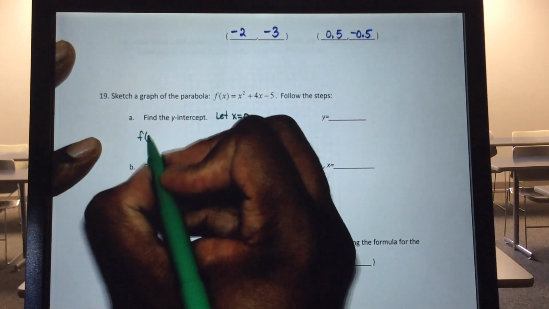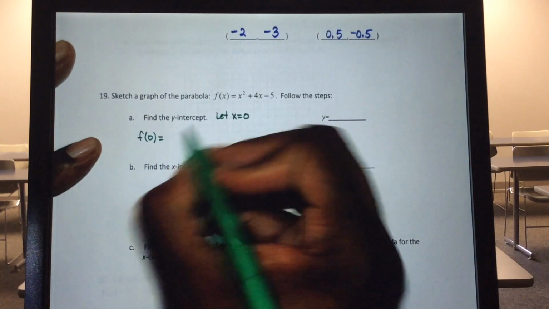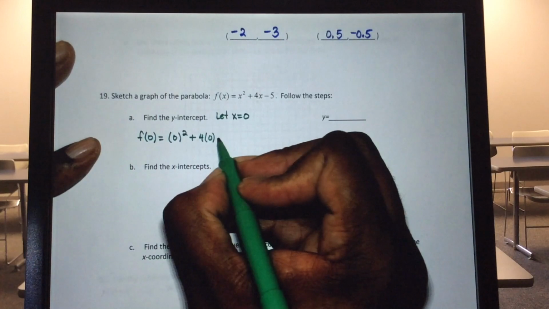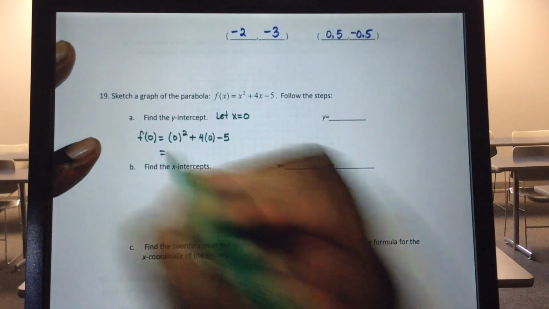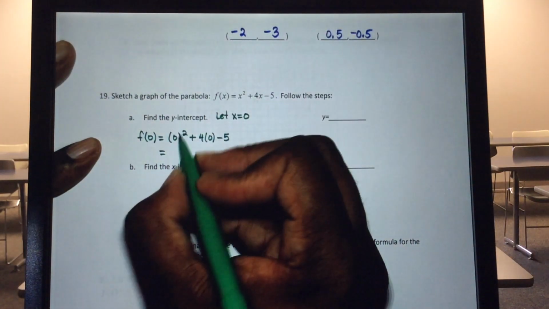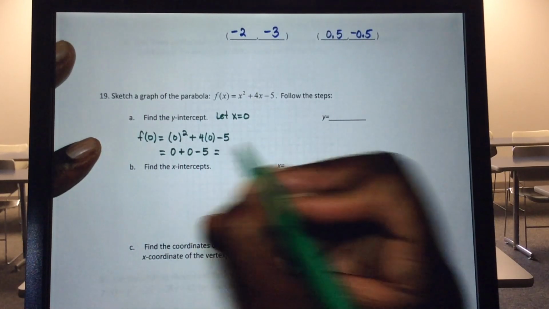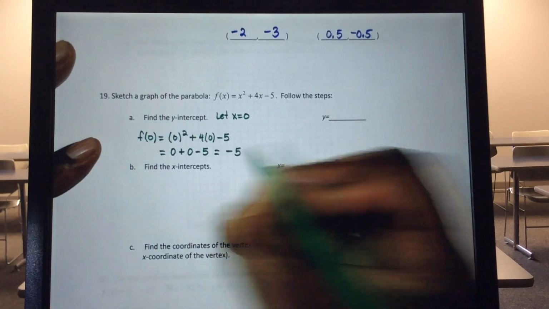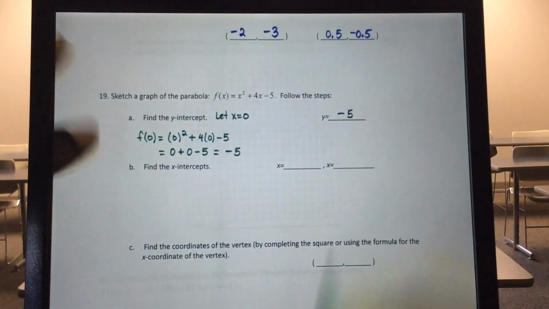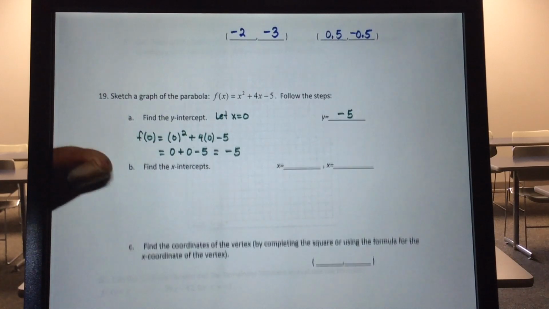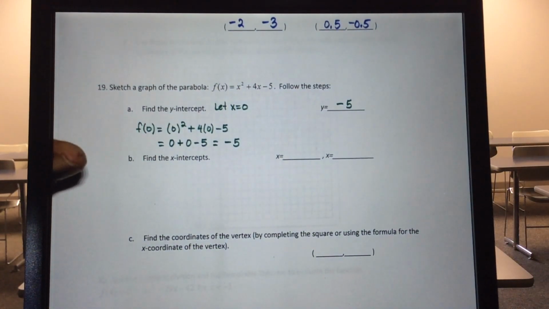By substituting 0 in for x in the f of x function, I'm going to have 0 squared plus 4 times 0 minus 5. Now if I simplify that, 0 squared is 0, 4 times 0 is 0, and 0 plus 0 minus 5 will end up being -5. So here I'm going to have -5 for the y-intercept, or the ordered pair 0, -5, because that's the point where the parabola will be crossing the y-axis.